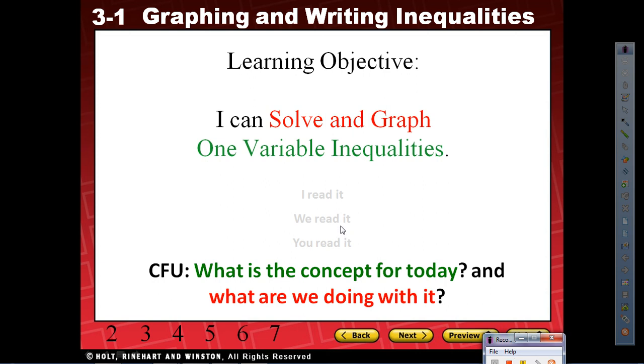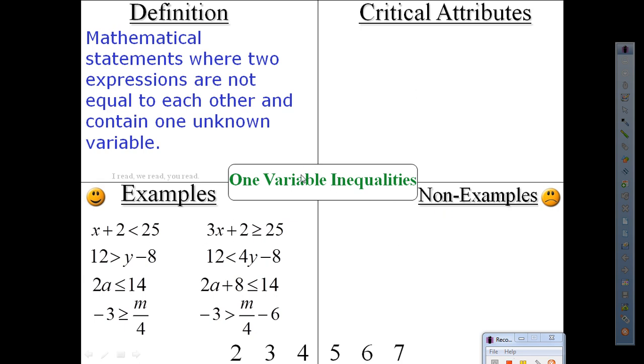Here we go. Today's objective: I can solve and graph one variable inequalities. And just to emphasize, we started the review yesterday, and our new concept that we're working with is one variable inequalities. And we went over the definition and examples.